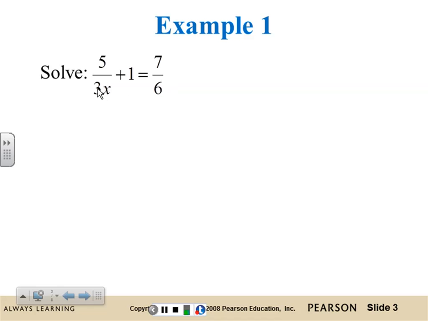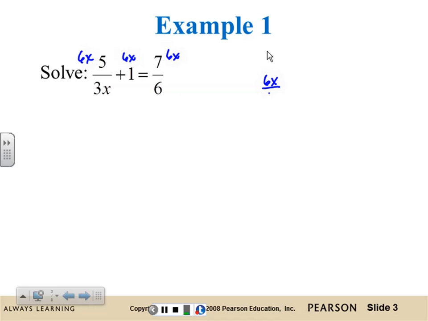Well, the least common denominator between 3x and 6 is 6x. The smallest number that both will go into is going to be 6, and then you have that x. So your least common denominator is going to be 6x. And so I'm going to multiply all three of these terms by 6x. I'm going to come over to the right and show you what I'm doing.